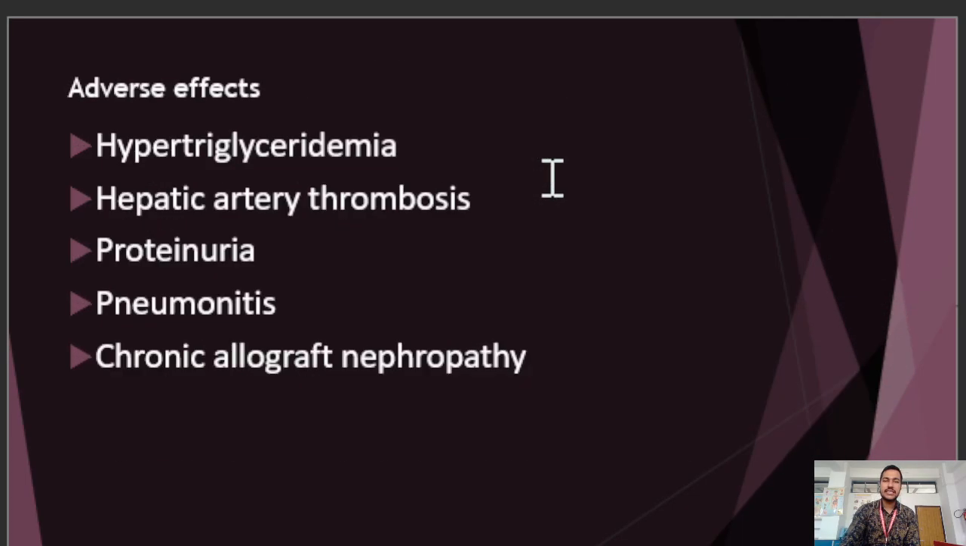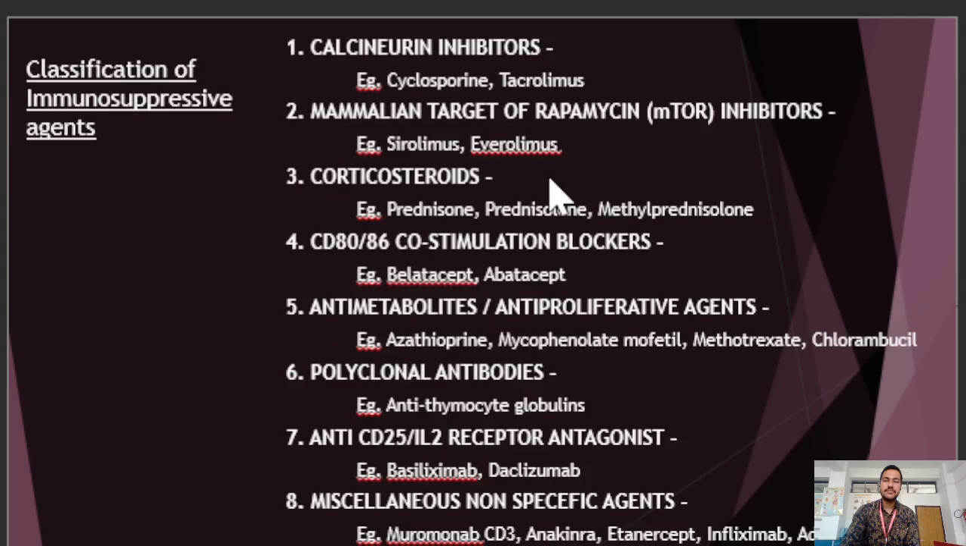So if we see, this is the classification of immunosuppressive agents. The first category is called calcineurin inhibitors, and examples are cyclosporin and tacrolimus. The second one is mTOR, or mammalian target of rapamycin inhibitors, examples sirolimus and everolimus. Next one is corticosteroids, examples prednisone, prednisolone, and methylprednisolone.